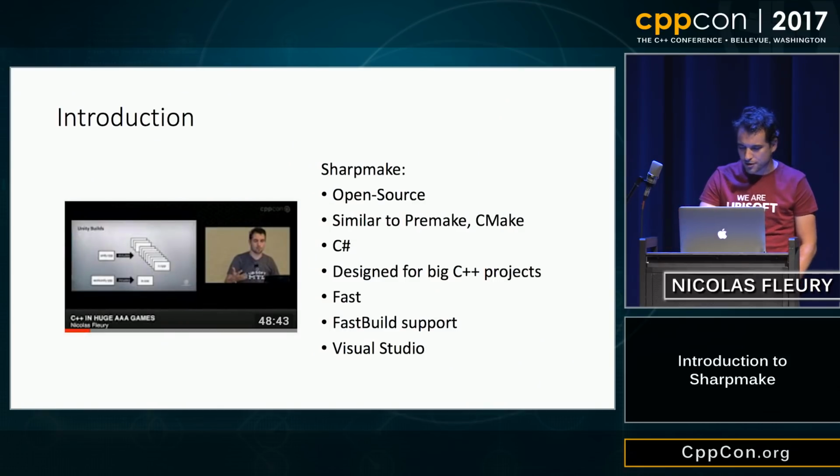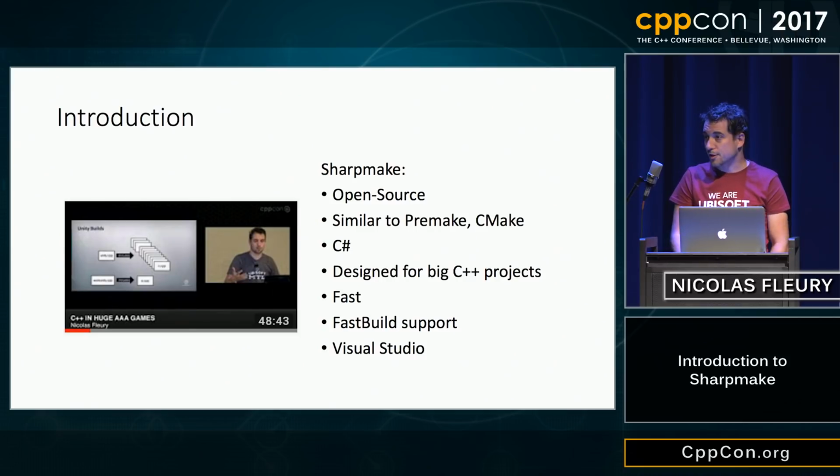A few years ago in a CppCon talk, I introduced FastBuild, but I admitted a tech really important to us, which is Sharpmake. And we're finally making it open source at Ubisoft. If you know Premake and CMake, well, it's pretty similar in what it does. And in my opinion, and a lot of others, it's actually much more fun to work with.